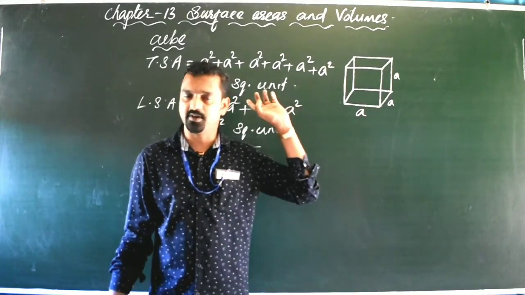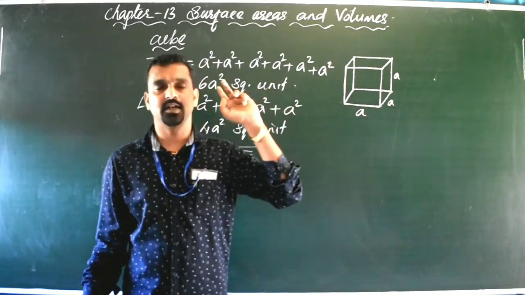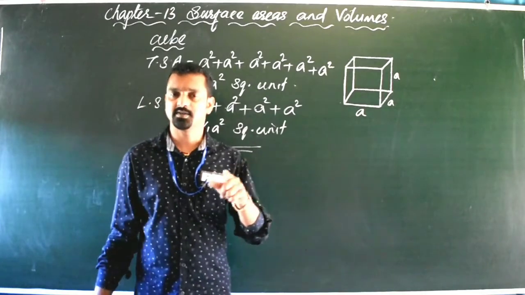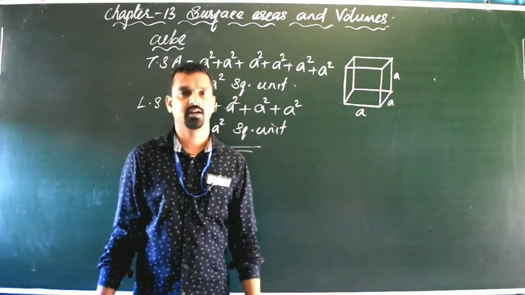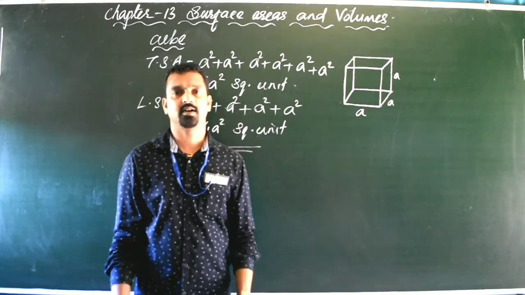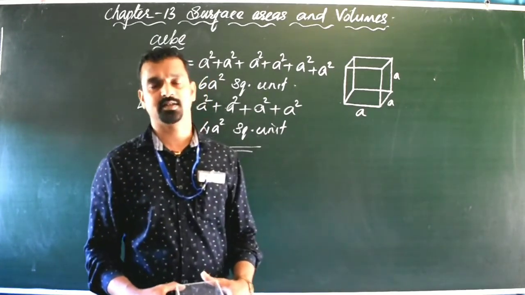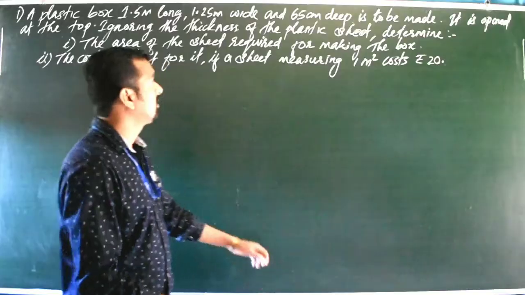Now the third formula: total surface area of a cube is equal to 6A square, square unit. Lateral surface area of a cube is equal to 4A square, square unit. These four formulas you have to study nicely to do the exercise. Okay, let's see exercise 13.1, question number 1.